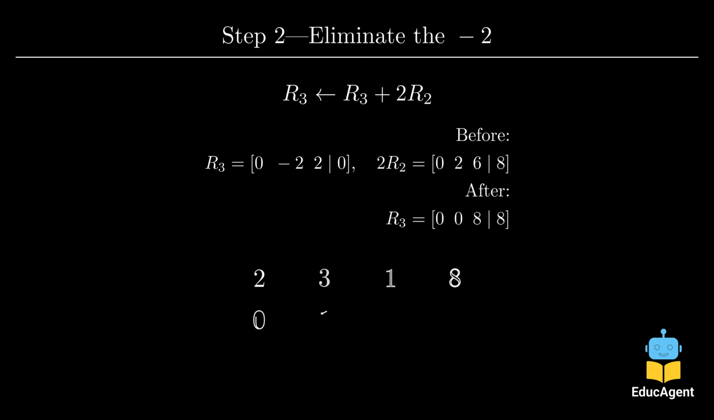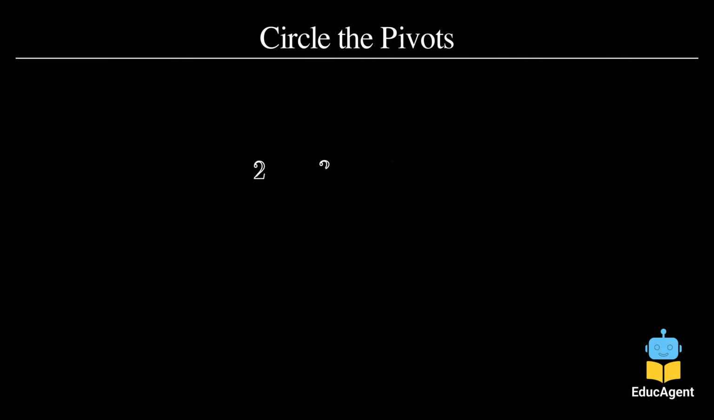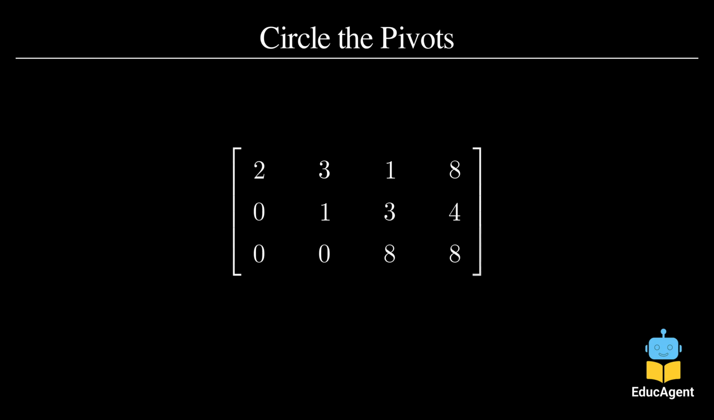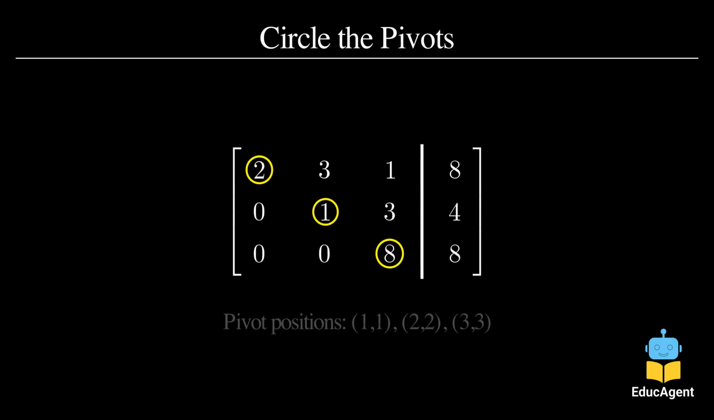We've reached upper triangular echelon form in exactly 2 row operations. The pivots are the first non-zero entries in each row. Here they land in columns 1, 2, and 3. These pivot positions show a full set of independent steps. No free variables in this system.